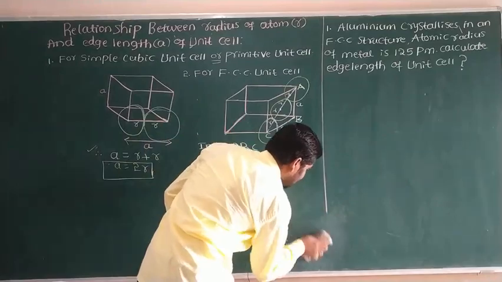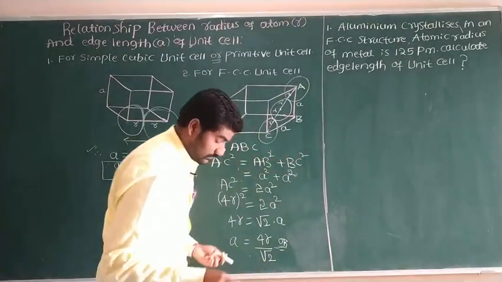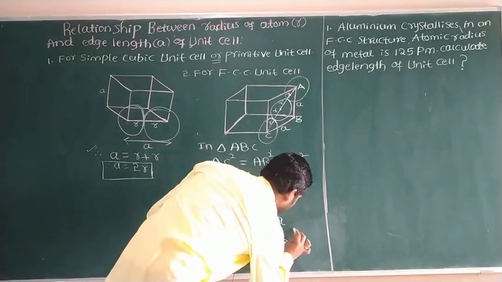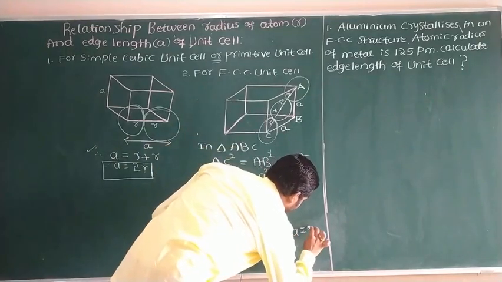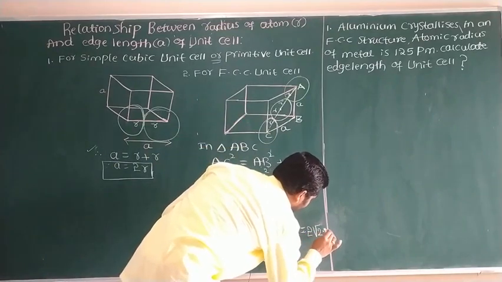Write it neatly so that it is visible. Therefore, A equals 2 root 2 into R.